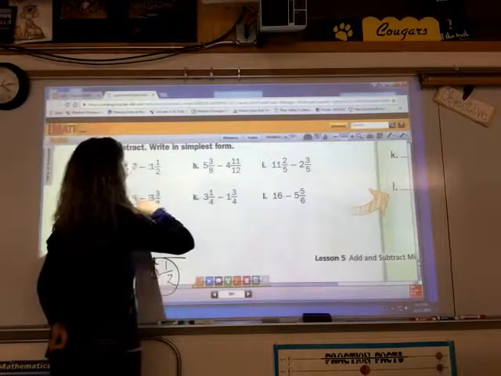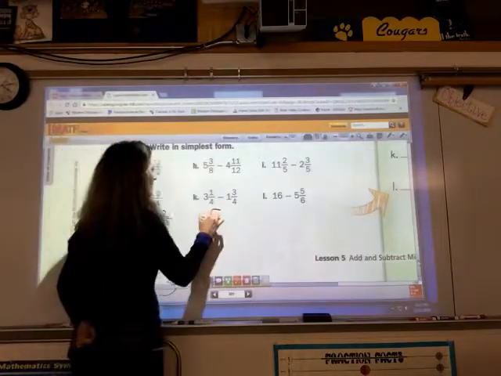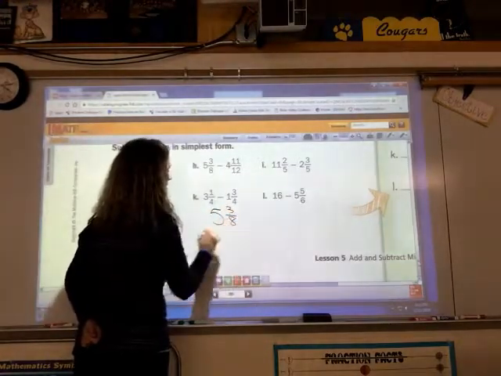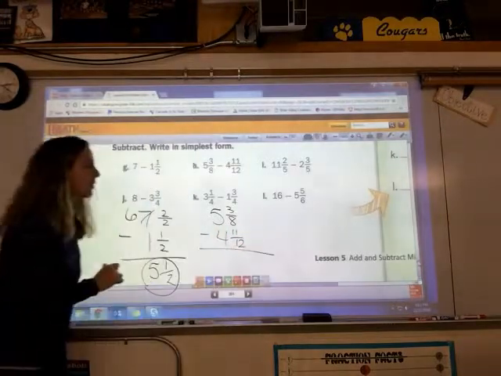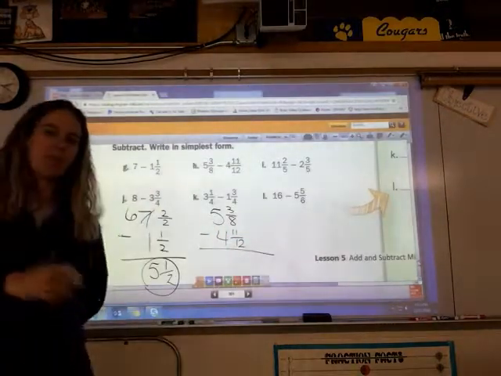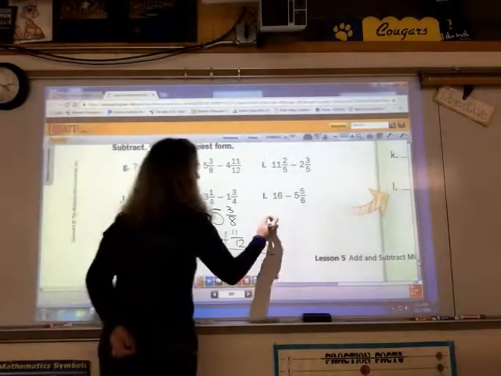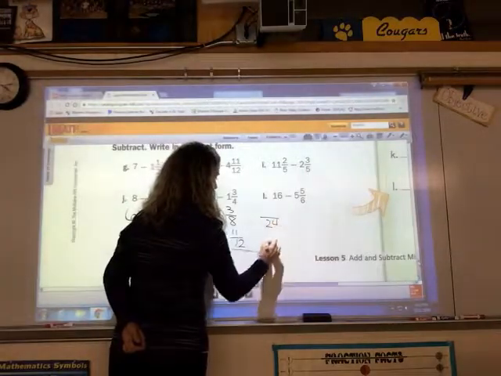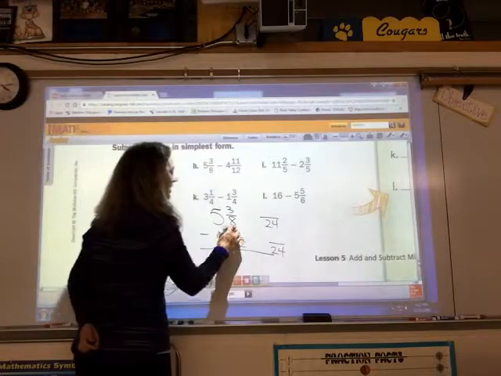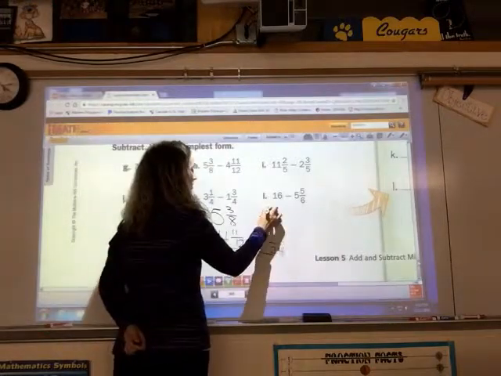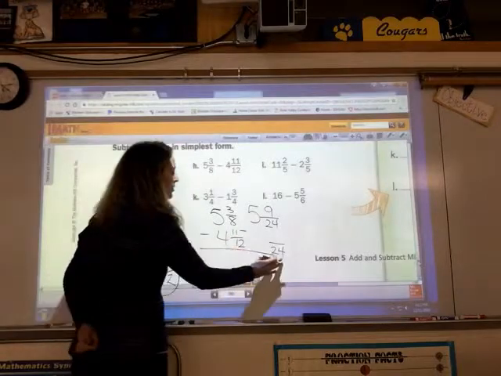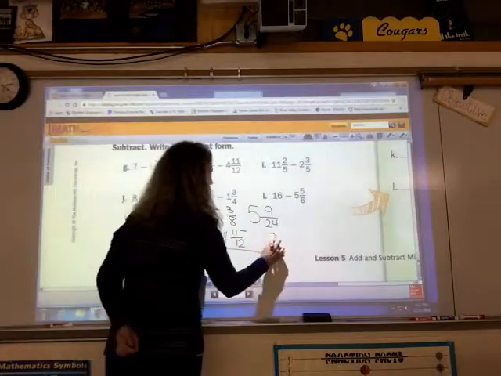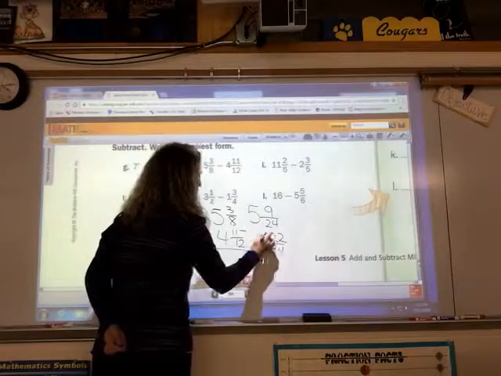Taking a look at letter H, I've got 5 3/8 minus 4 11/12. So the first thing we want to do is find a common denominator. I'm thinking I'm going to use 24. So 8 times 3 is 24, 3 times 3 would be 9, bringing my 5 over, minus 12 times 2 is 24, 11 times 2 is 22, and then I'm bringing my 4 over.